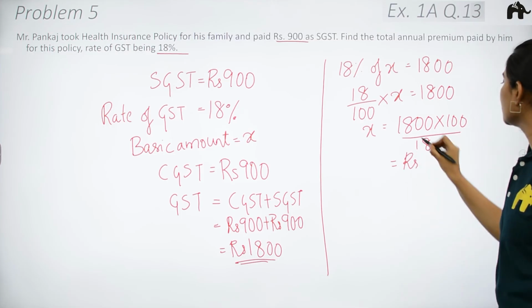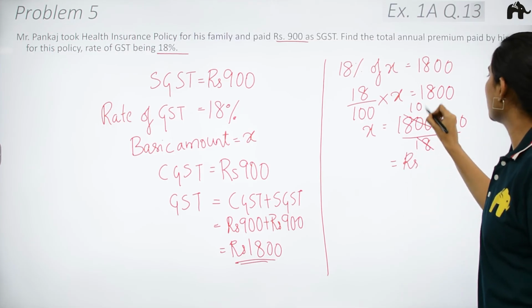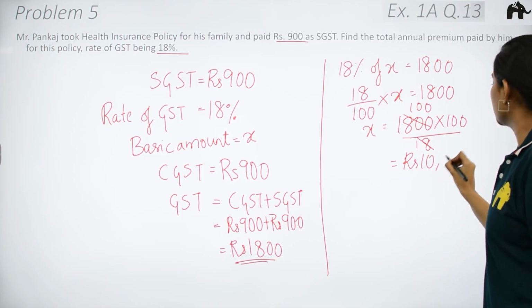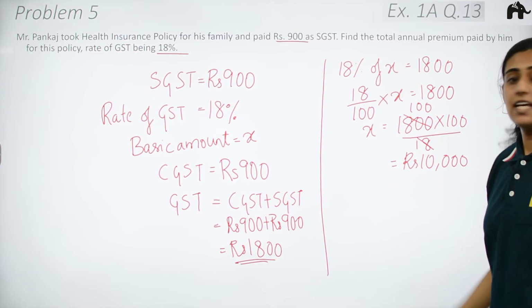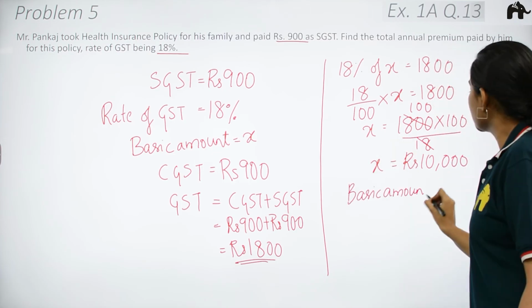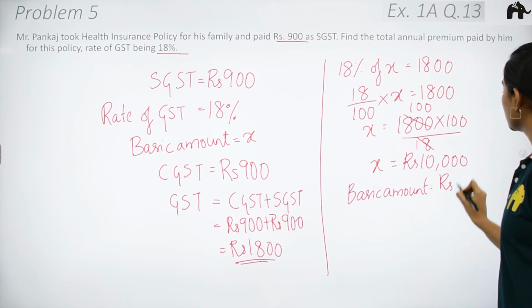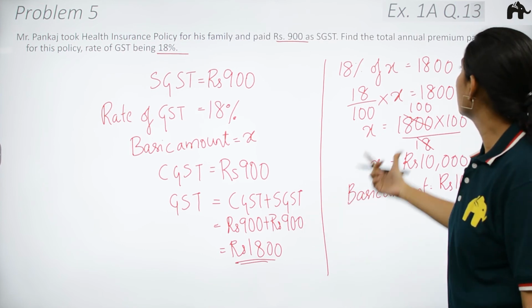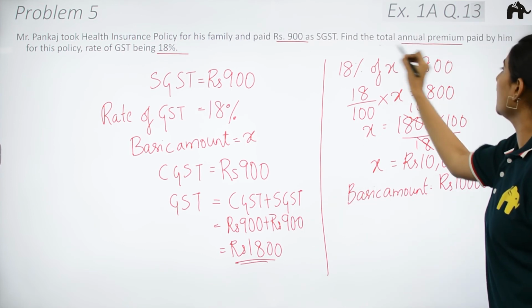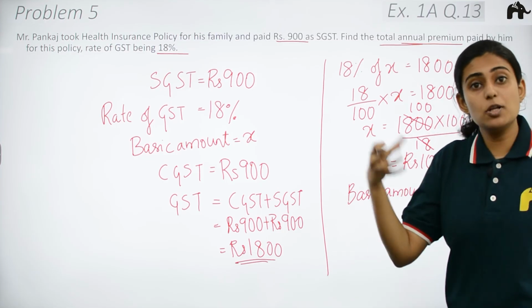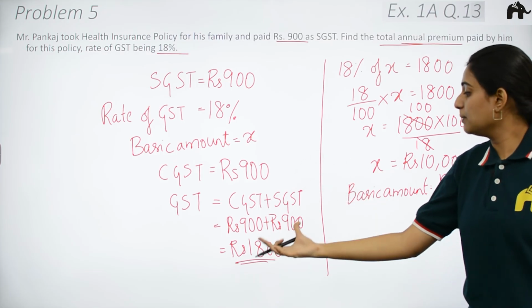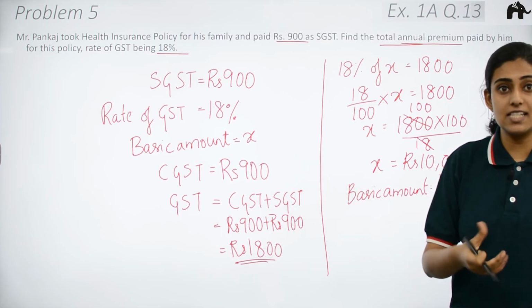You'll be getting, cancelling this, you'll have 100. 100 into 100 is 10,000. Rupees 10,000. Okay. This is the basic amount. Basic amount is equal to rupees 10,000. Now we need to find the annual premium, total annual premium. Total annual premium includes the basic amount and the GST. GST means here we have the SGST and CGST.